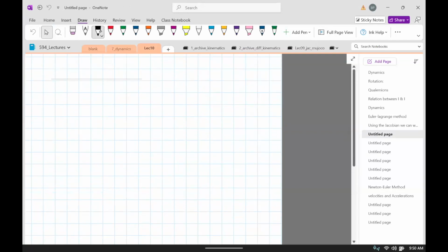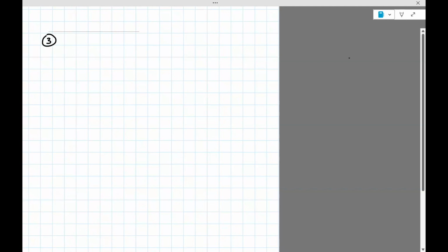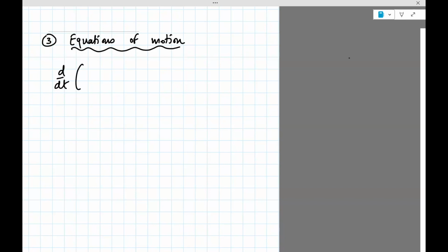So the equations of motion are given as follows. Equations of motion: d/dt of the partial derivative of L with respect to q dot, minus the partial derivative of L with respect to q, equals, I'll just call that Qj.